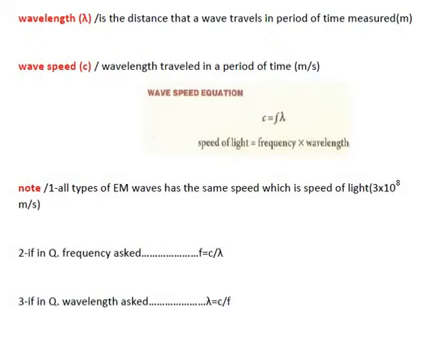Assalamu alaikum. We said wave speed, the equation of wave speed is c equals f times lambda. So speed of light is equal to frequency times wavelength. According to the notes belonging to this equation, the first note says all types of electromagnetic waves have the same speed, which is the speed of light. It's equal to 3 times 10 to the power 8 meters per second. So all the electromagnetic waves, including light, have the same speed, so it's constant.